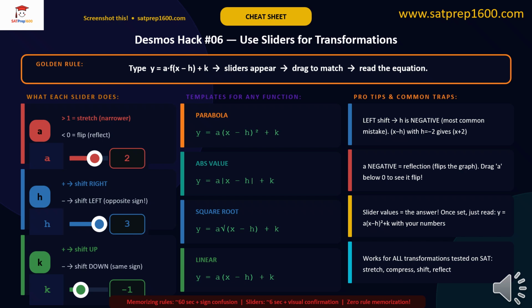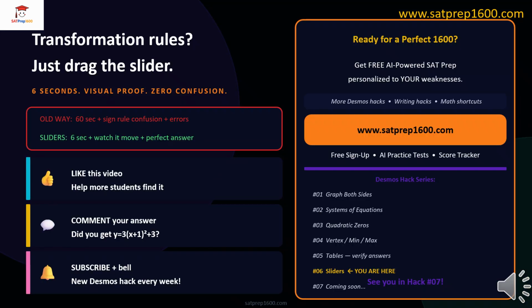The biggest trap? Left shift means h is negative. The biggest insight? Your slider values are the answer. Once they're set, just read off the equation. That's Desmos hack number 06, sliders. Transformation rules? Just drag the slider. 6 seconds. Visual proof. 0 confusion.